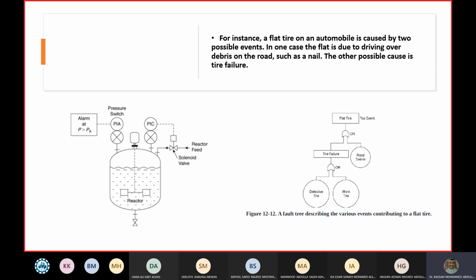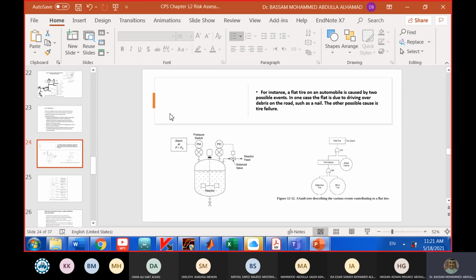Okay. So what do we have here? This is an example. I think I should have shown this example by its own. This is where you have the fault tree analysis. And let me go outside, and I'll remove this.